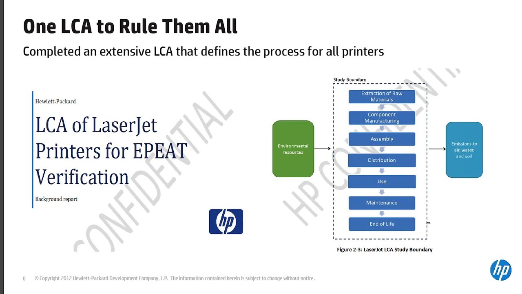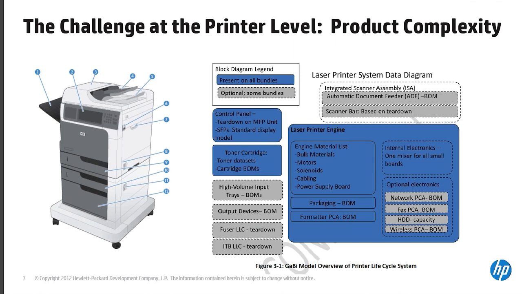So the challenge at the printer level, as I mentioned earlier on, is the complexity of the device. And there's certain things that are core to each and every printer. It's going to have a paper feed mechanism. It's going to have some way of putting an image on a piece of paper. It's going to have its basic packaging and things like that. But there are other things which are not on every device, things like high volume page input and output devices, scanners, fax machines, all those kind of other things. So the real challenge here was, how do you write an LCA that covers all of that without creating this huge unwieldy document or tool that looks great on the surface, but it's unusable?